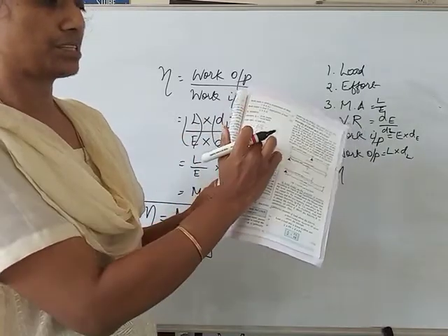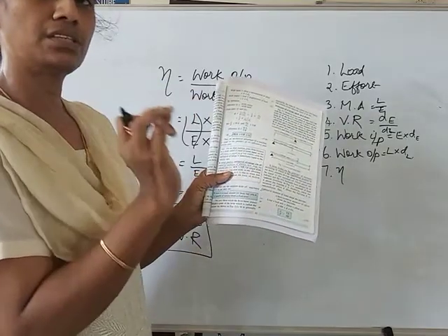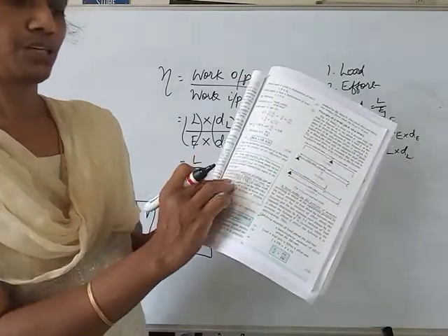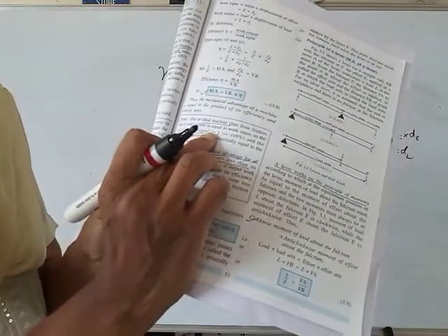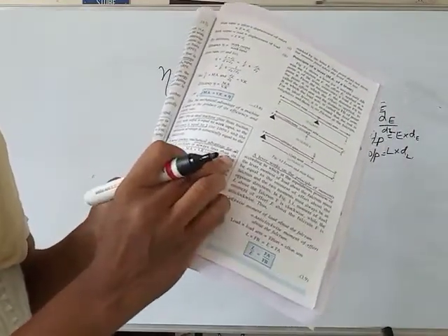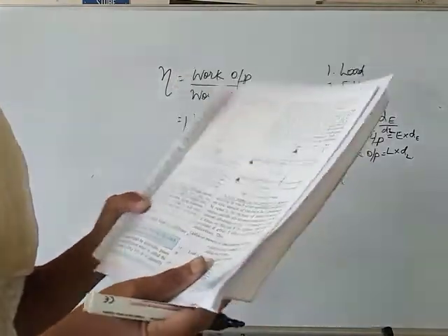So as I told you, this derivation is important. As you listen to the lecture, I want you to write it down in your classwork notebook. And again, there are two conclusions. For an ideal machine, efficiency is equal to 1 or 100%. For an actual machine, mechanical advantage is always less than velocity ratio and efficiency is less than 100%.